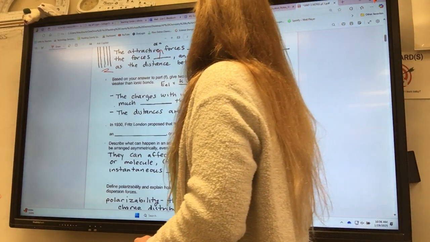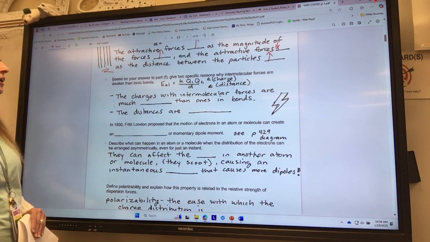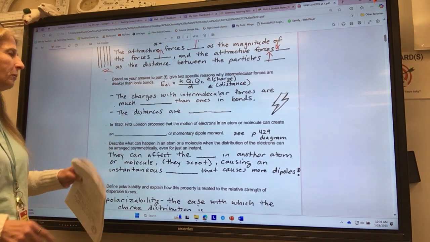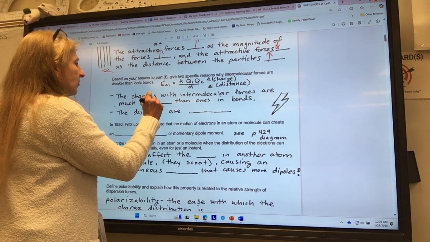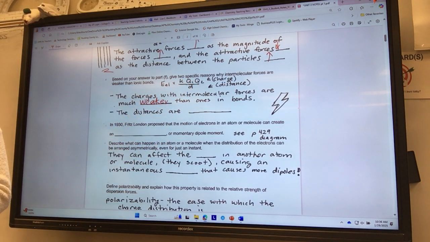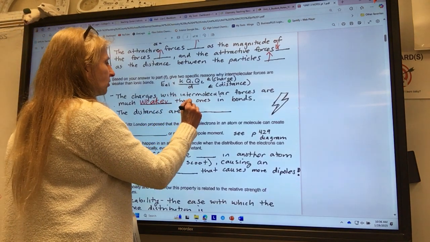Based on your answer, give 2 specific reasons why intermolecular forces are weaker than ionic bonds. So the charges with intermolecular forces are much weaker. So it's less because these Q's are smaller numbers, okay, than in the bonds. And also the distances are greater.